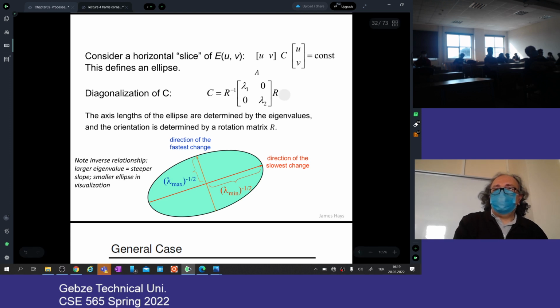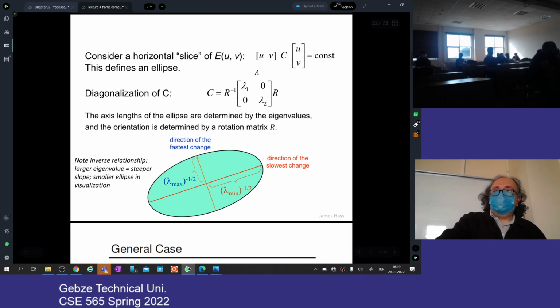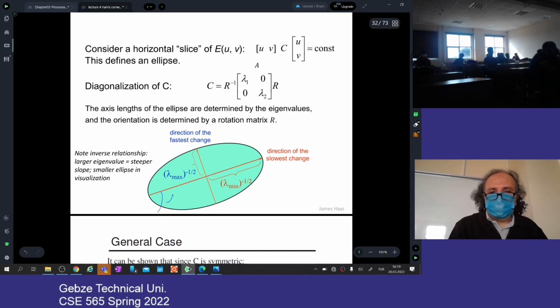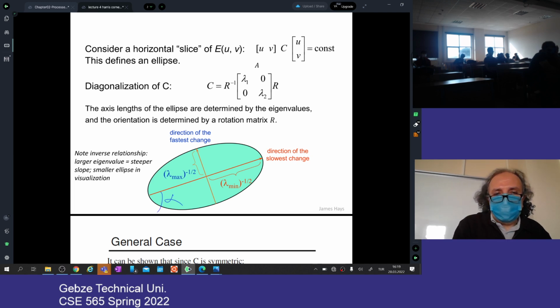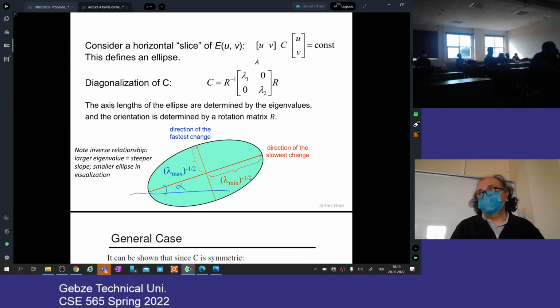And actually this is a formula for an ellipse. An ellipse can be represented this way. This lambda 1 and lambda 2 will be inversely proportional to the square root of the width and the height of the ellipse, and the direction of the ellipse, this angle, alpha, will be given by this R. So that will give us the angle of our rotation, our corner, and these lambda values will give us the width and the height of this ellipse, if you like to see it as an ellipse.